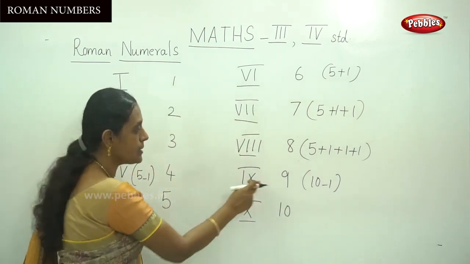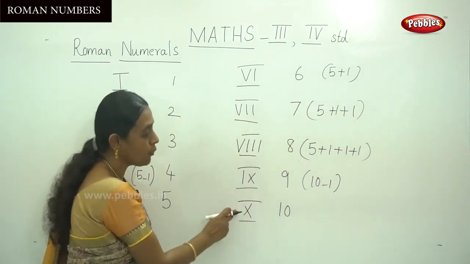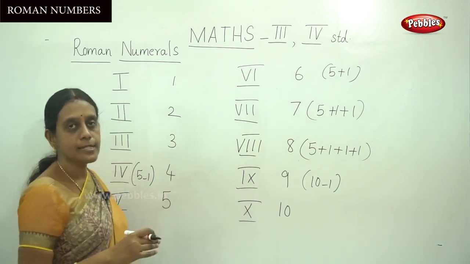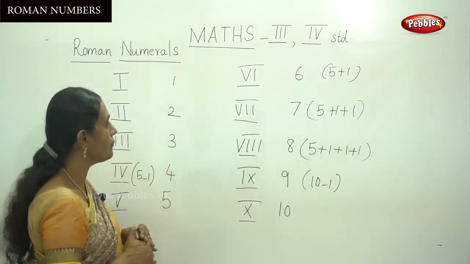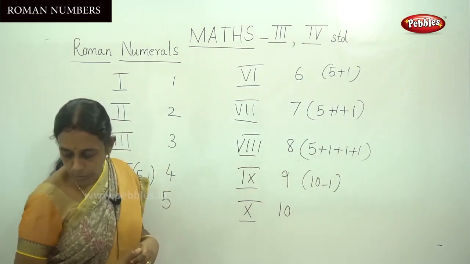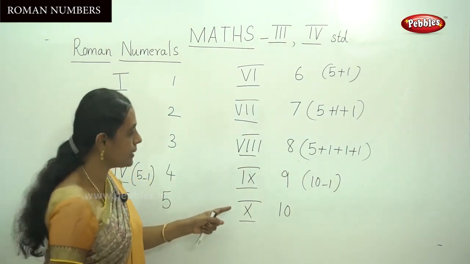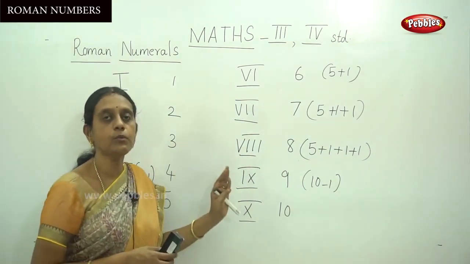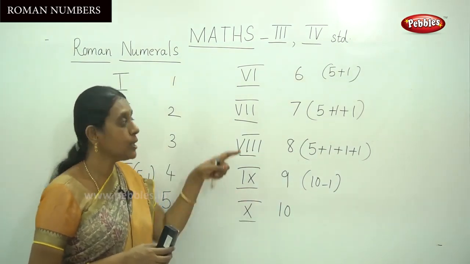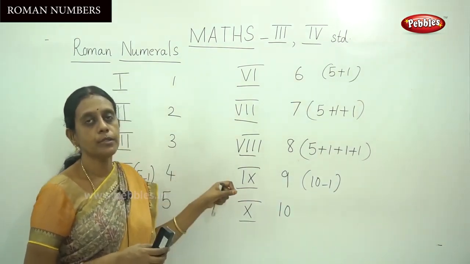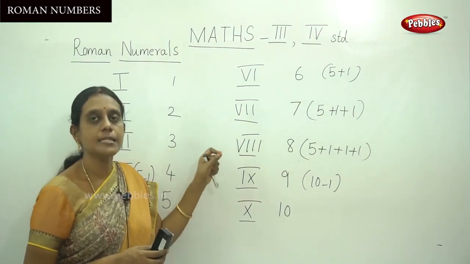Okay, for 9, this is the Roman numeral. And for 10, this is the sign for 10. So can you understand, children? This is the Roman numerals from 1 to 10. Let me move on, we are going to write up to 50. I have to explain the rules and how to put the Roman numeral symbols.